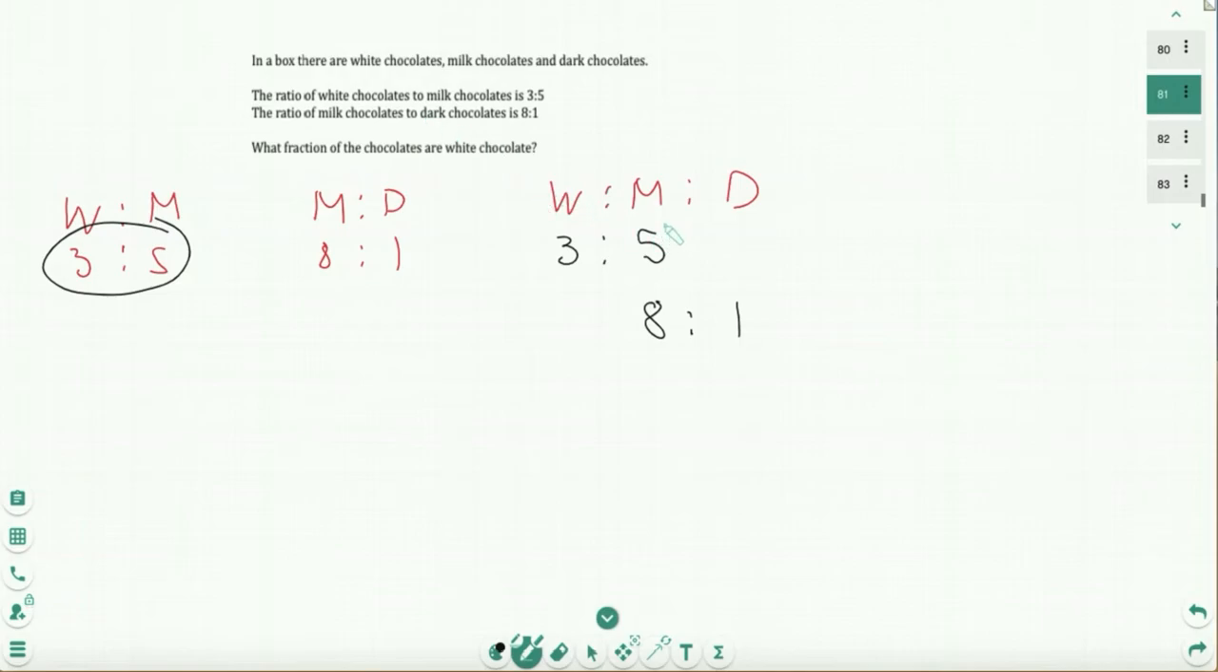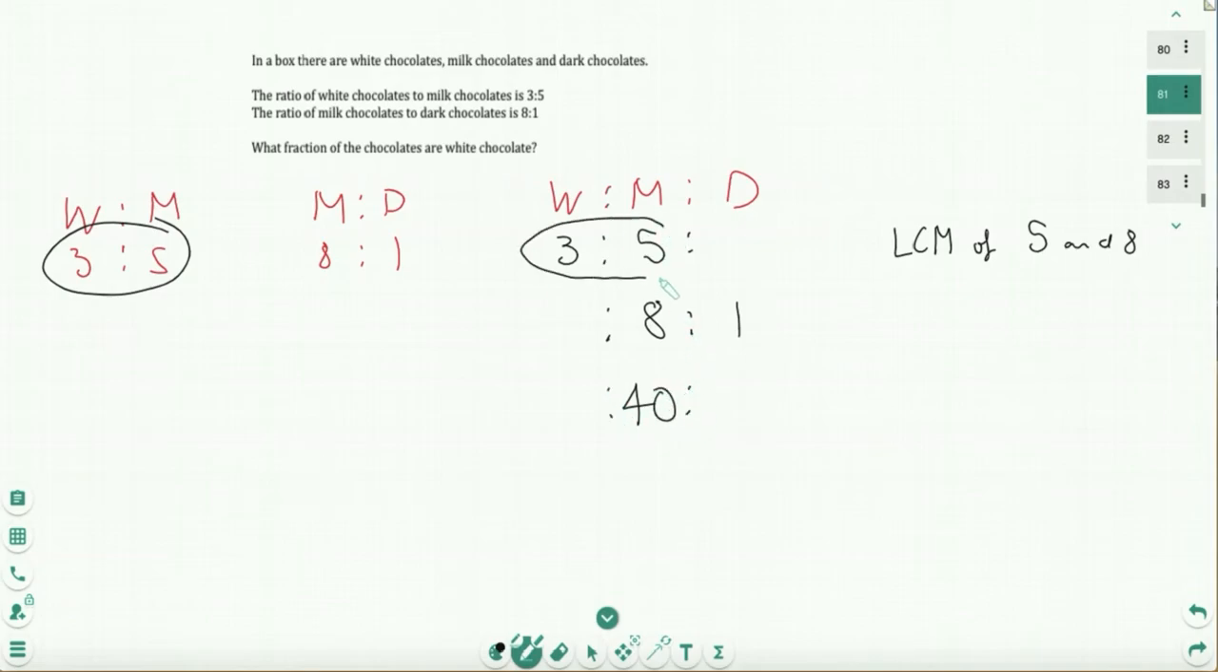Now, since we have a value for the milks in both ratios, we're going to find the lowest common multiple of 8 and 5. So what's the lowest common multiple of 5 and 8? What's the first number that appears in common in both those times tables? Well, it's 40. So our milk value will be 40.